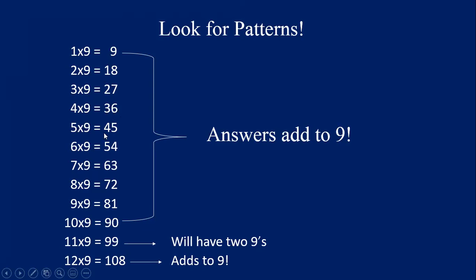5 times 9 equals 45. 4 plus 5 equals 9. 6 times 9 equals 54. 5 plus 4 equals 9. 7 times 9 equals 63. 6 plus 3 equals 9. 8 times 9 equals 72. 7 plus 2 equals 9. And 9 times 9 equals 81. 8 plus 1 equals 9. And 10 times 9 equals 90. And 9 plus 0 equals 9.